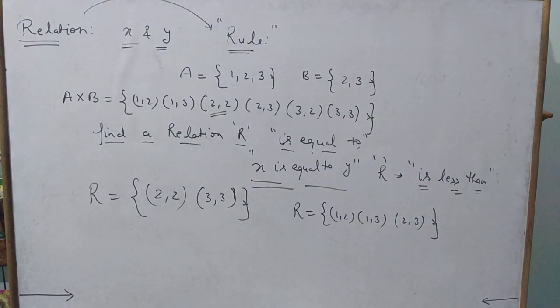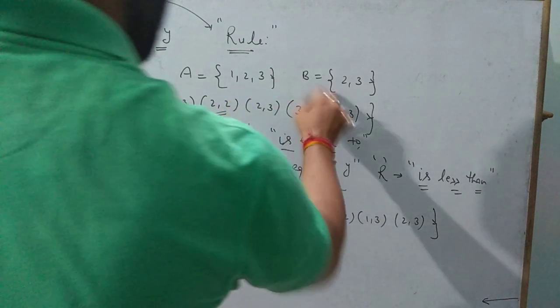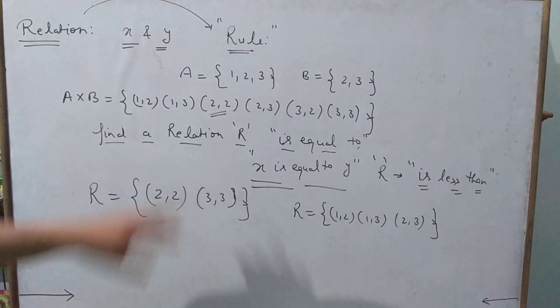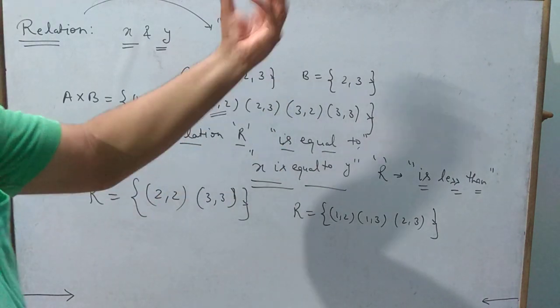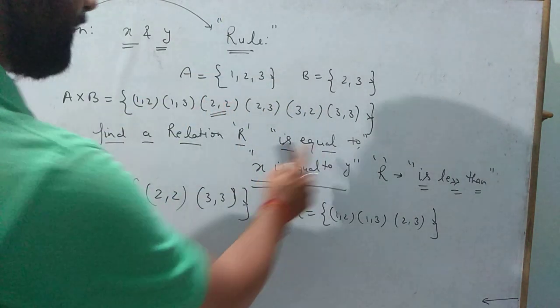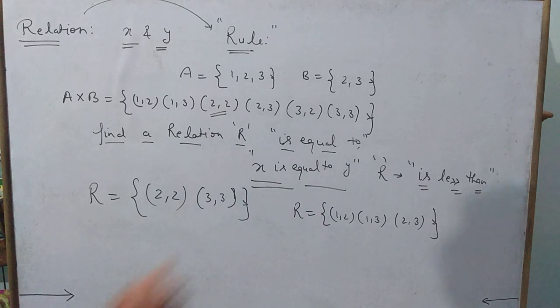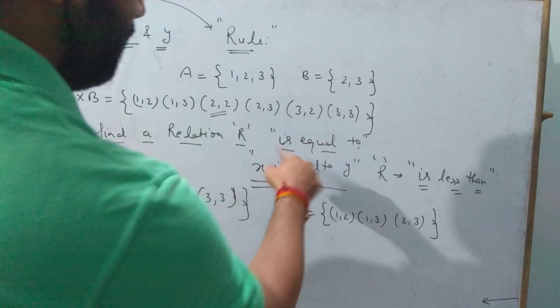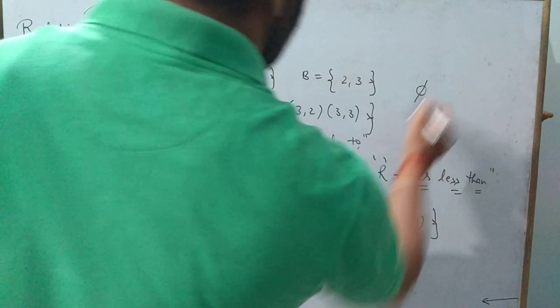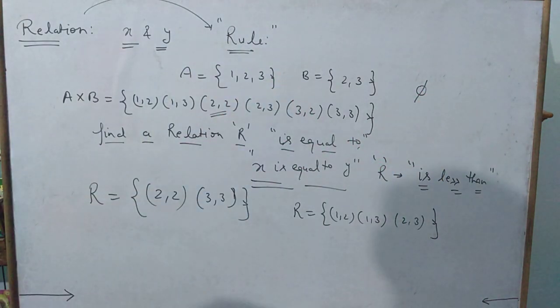So in this exercise, the sets are given. First we find A cross B and a relation is given. With the help of that relation, we can choose those particular ordered pairs which satisfy this relation. If a relation is mentioned and it does not appear in A cross B, then the relation is the null set, meaning this relation is not possible in these ordered pairs.